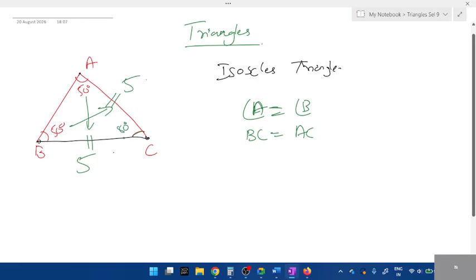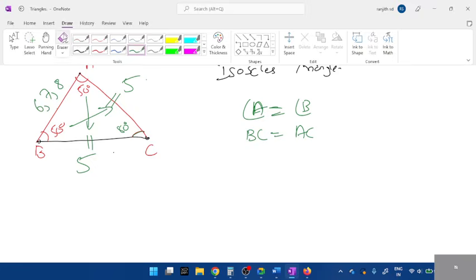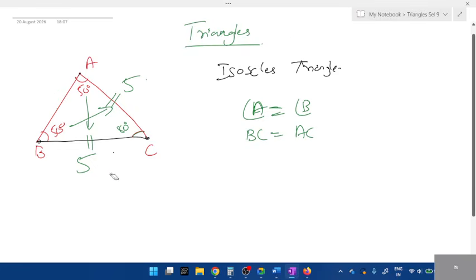Now, other question is, which side will be greater here? Which is the largest angle? See, what did I tell you all? Opposite to the largest angle, which side will be greater? AB. So if this is 5 and 5, definitely AB will be more than 5. It can be 6, 7 or 8. This is the concept. Understood? Okay, this is known as an isosceles triangle.